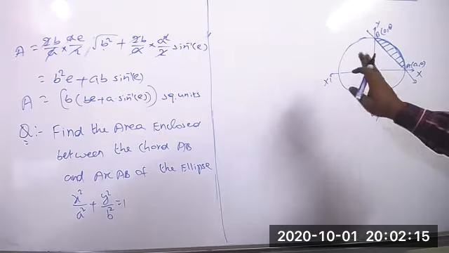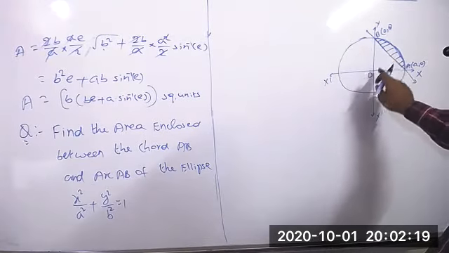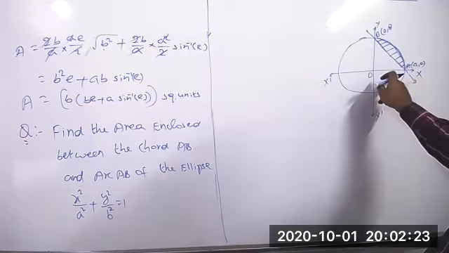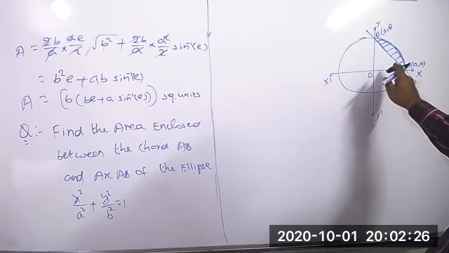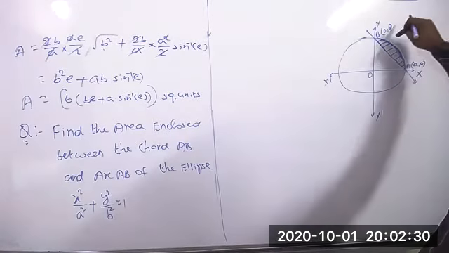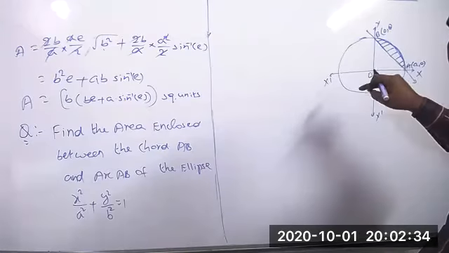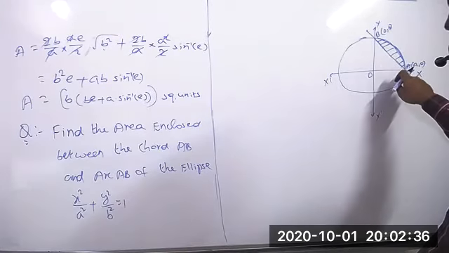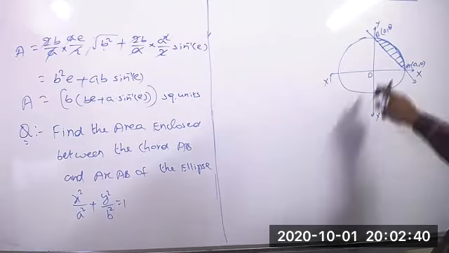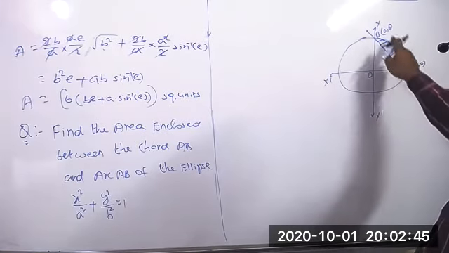Suppose we have to find the area of this shaded region. First we can find the area of the quarter of the ellipse, that is the integration from 0 to a based on the ellipse equation, minus the integration from 0 to a of this line. But we also have to find this line compulsorily by using these two points.